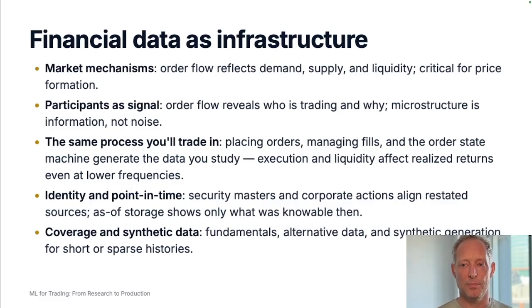We then spend quite a bit of time on financial data as critical infrastructure. We look at the market mechanisms that shape the data we receive and use for research, and at how order flow reflects demand, supply, liquidity, and the incentives of market participants. This is the environment in which the strategy will ultimately have to operate. That becomes especially important when we later model execution fills, order state, and realized returns. Even at lower frequencies, execution and liquidity matter because the prices at which you buy and sell have a direct impact on your realized performance.